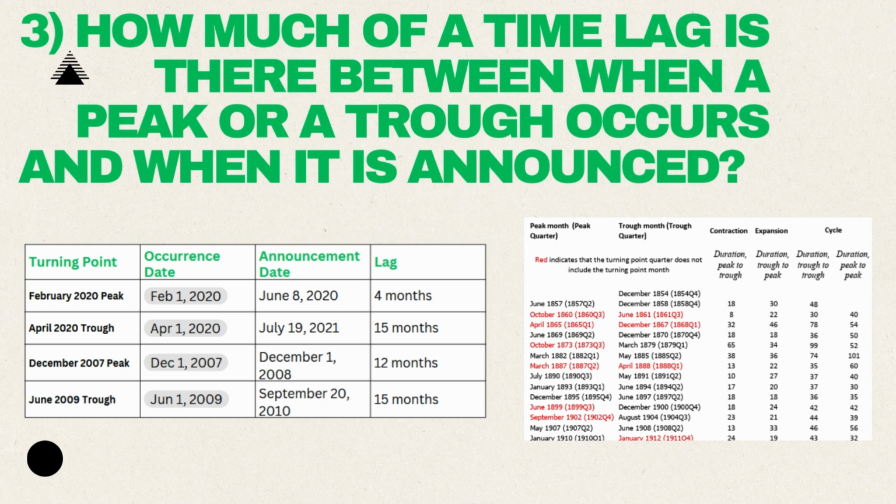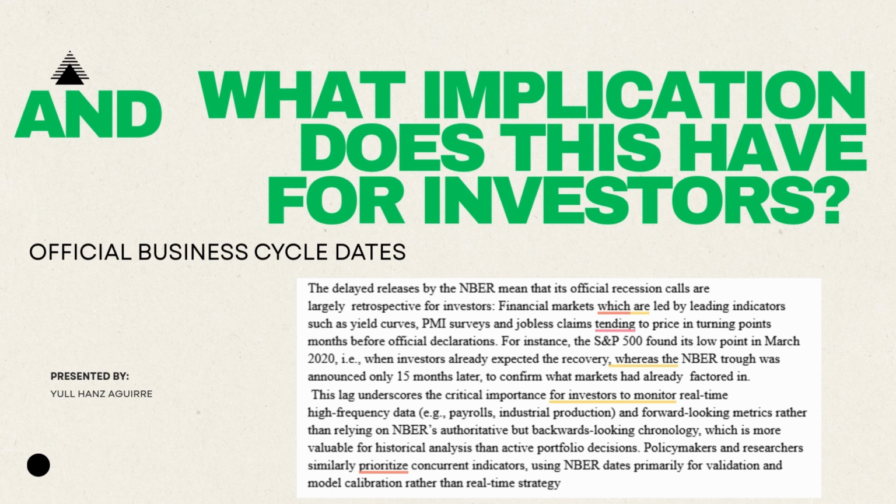This table highlights key cycles like the 1873 peak and 1879 trough, with a 99-month gap between troughs. The key takeaway: modern economies recover faster but face new complexities. And what implications does this have for investors?